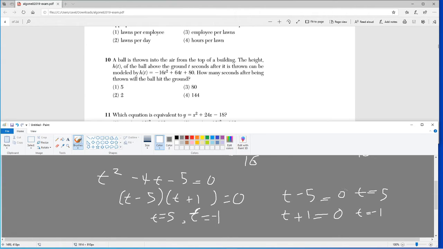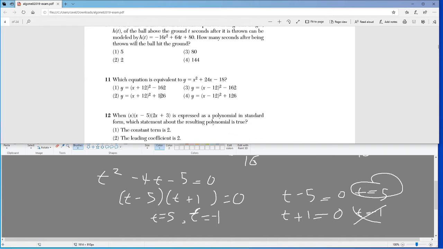Alright. So you're looking at me, you're like, Cavell, there's two answers here. It's -1 and 5. That's not true. Since we're dealing with time, it has to be a positive number. In other words, we have to reject this answer because it's negative. You can't have negative seconds, right? So the answer is t is equal to 5. So 5 seconds after the ball is thrown, it'll hit the ground. So the answer is 1, 5.